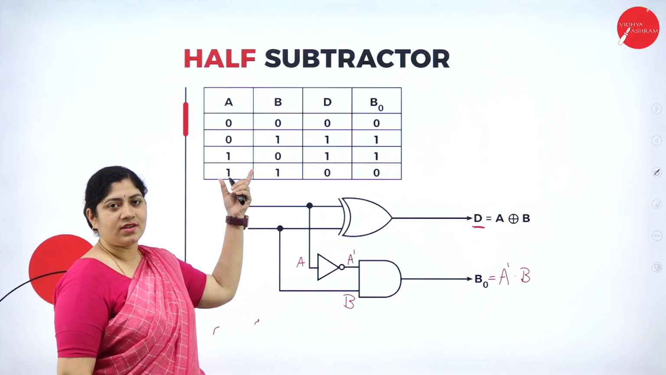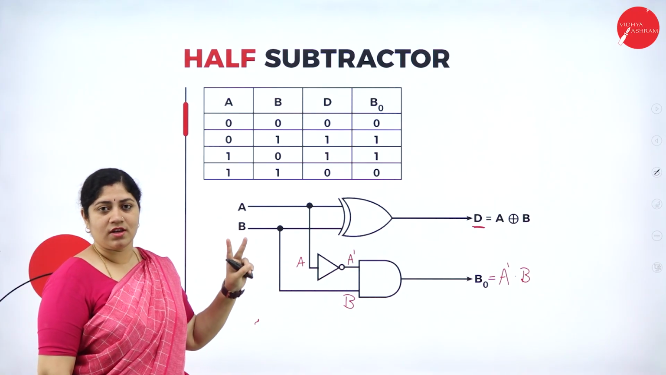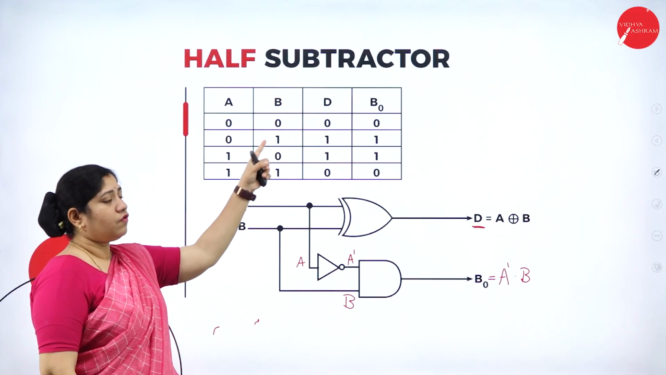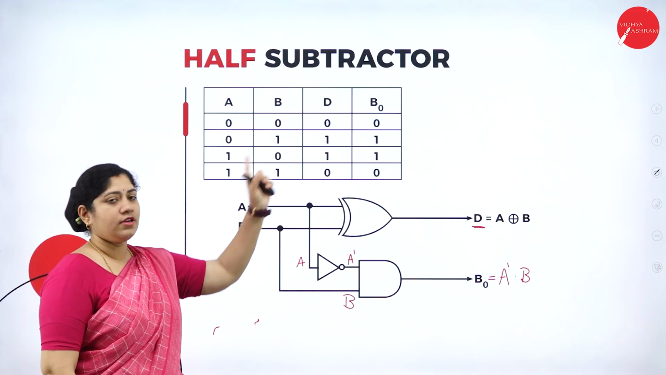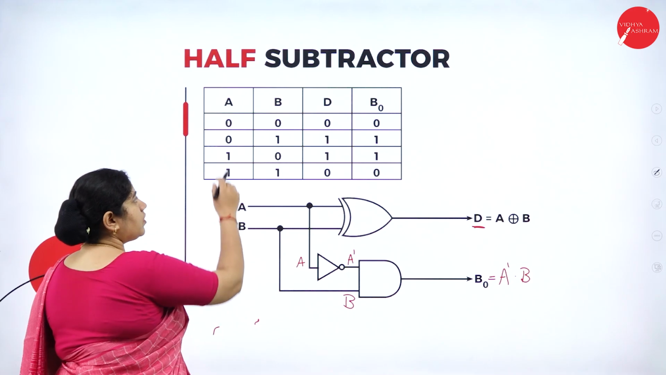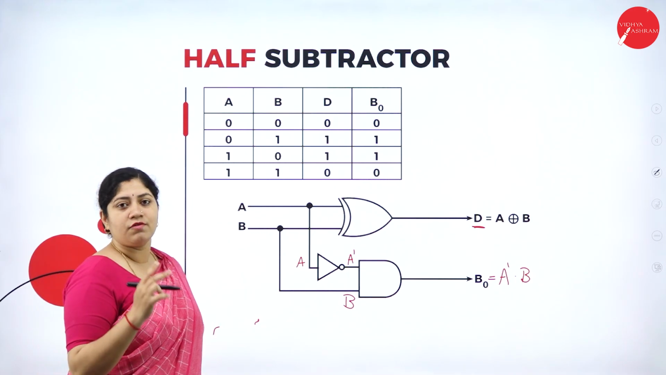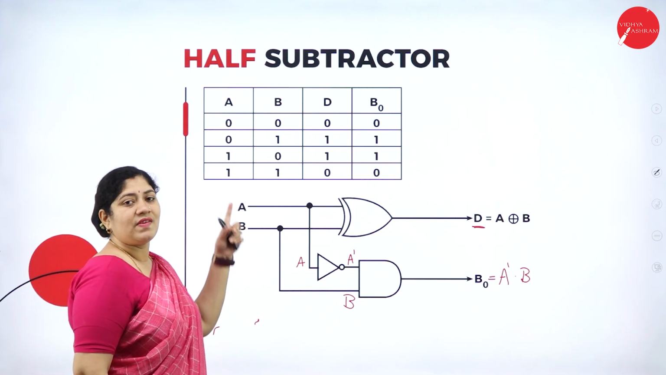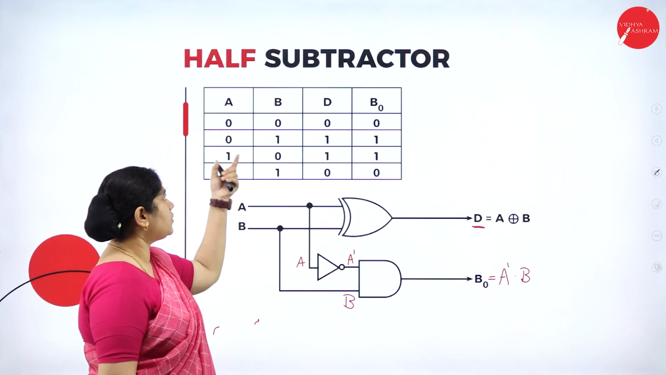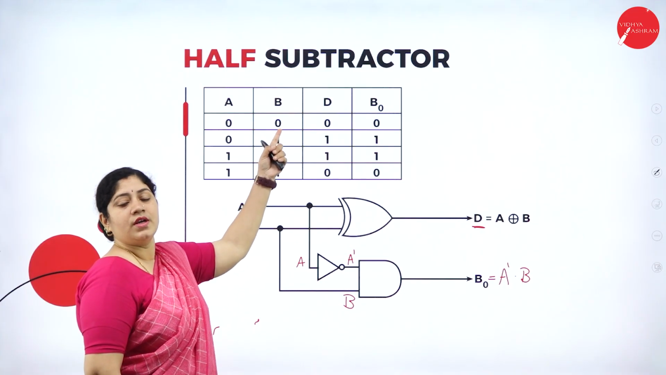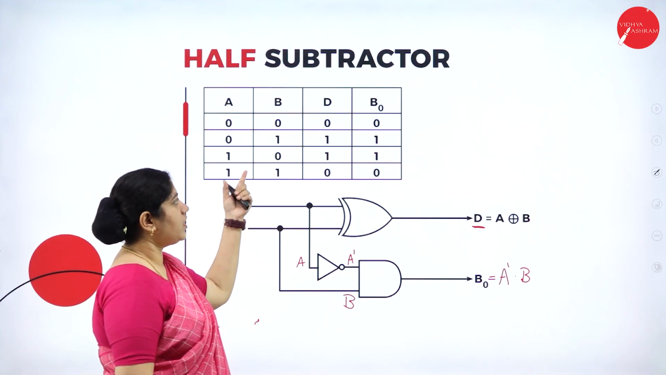Then let's head up with a truth table. As we know, we are dealing with 2 inputs, that is A and B, followed by 2 outputs, that is D and B naught. Now, what are the combinations? As we are dealing with 2 inputs, we will have 4 combinations, that is 0, 0, 1, 1 followed by 0, 1, 0, 1. All right, we are done.